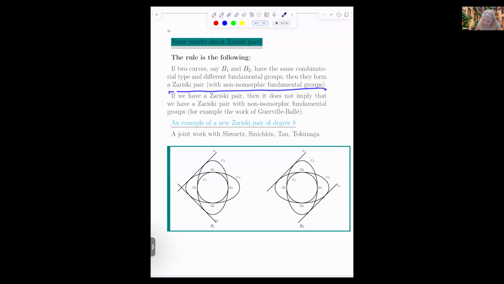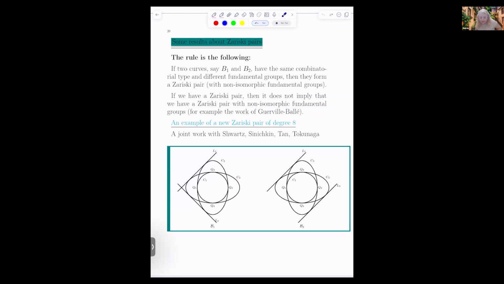Why? Because if we have a Zariski pair, it does not follow that we have a Zariski pair with non-isomorphic fundamental groups. Okay? For example, if you take a work of Gureville-Ball, he worked on some line arrangement and he proved it. So we need to be careful how to write that we find a Zariski pair. Some researchers work with fundamental groups, some other ones prove it via other geometrical characters and so on, or properties.